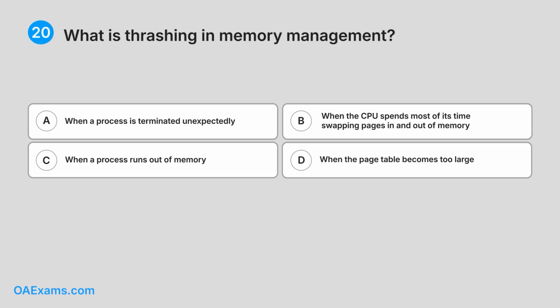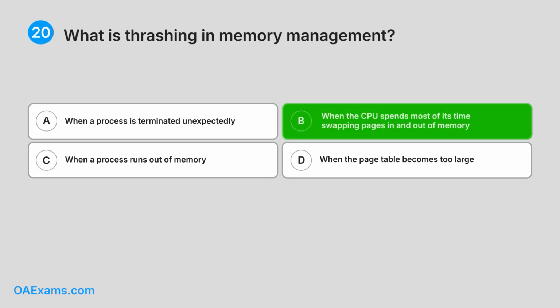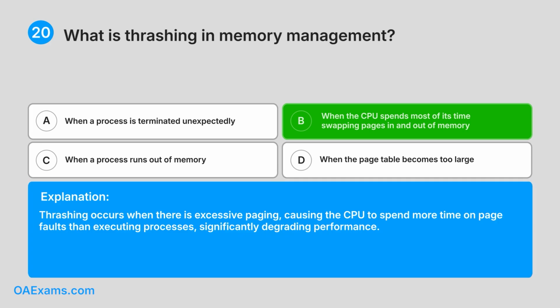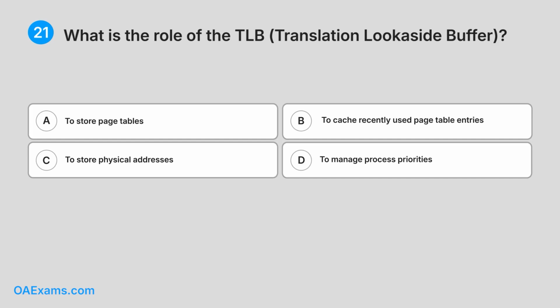Correct answer: B. When the CPU spends most of its time swapping pages in and out of memory. Explanation: Thrashing occurs when there is excessive paging, causing the CPU to spend more time on page faults than executing processes, significantly degrading performance. 21. What is the role of the TLB, translation look-aside buffer?